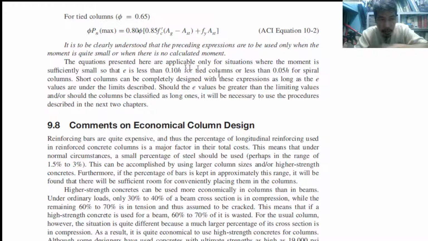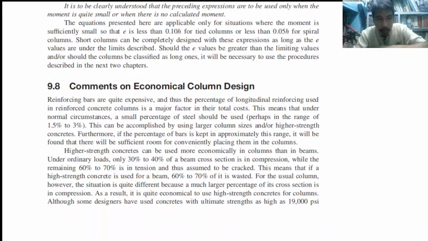It is to be clearly understood that the preceding expressions are to be used only when the moment is quite small or when there is no calculated moment at all. Okay. So, comments on economical column design.